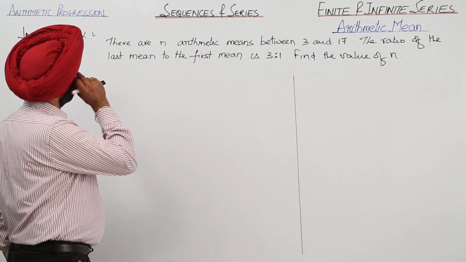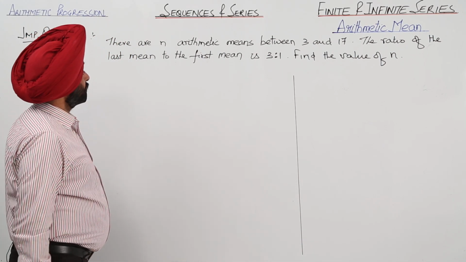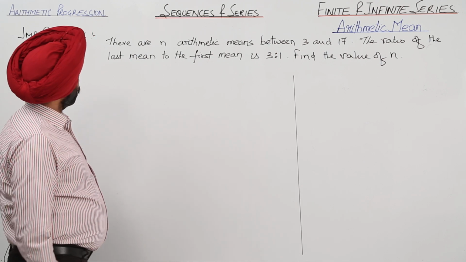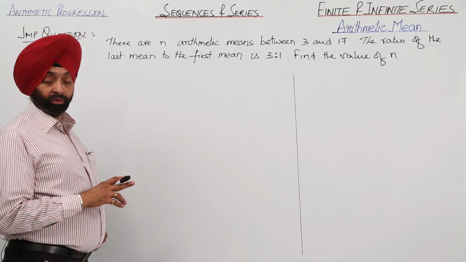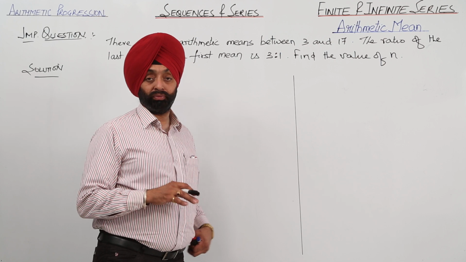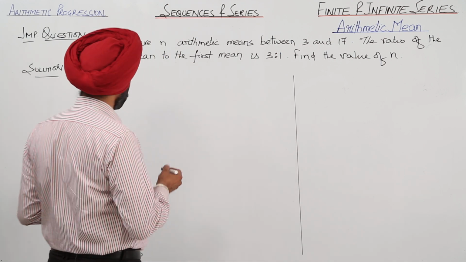Now in this question, there are n arithmetic means between 3 and 17. The ratio of the last mean to the first mean is 3:1. Find the value of n. We have to find the value for n.